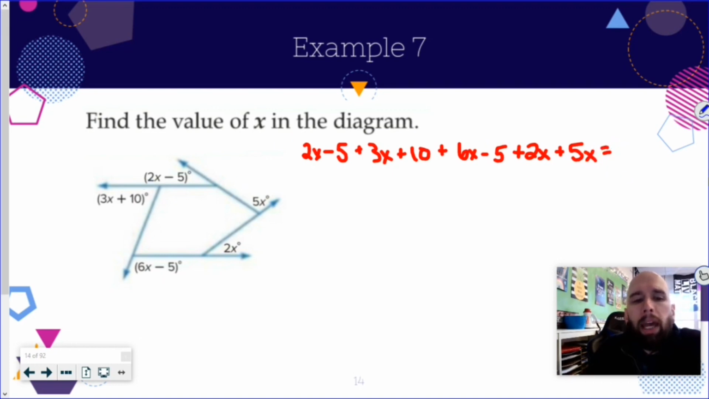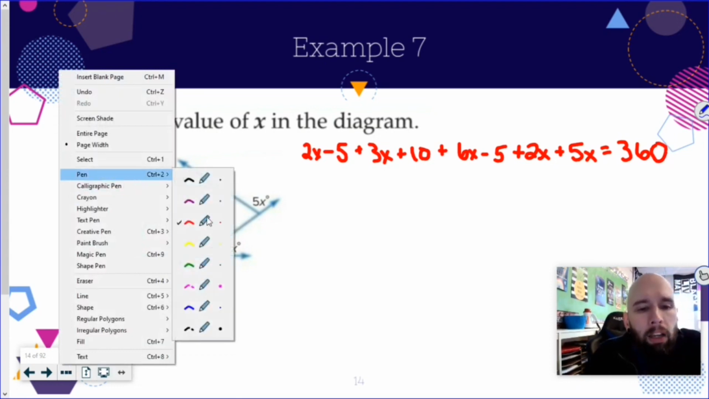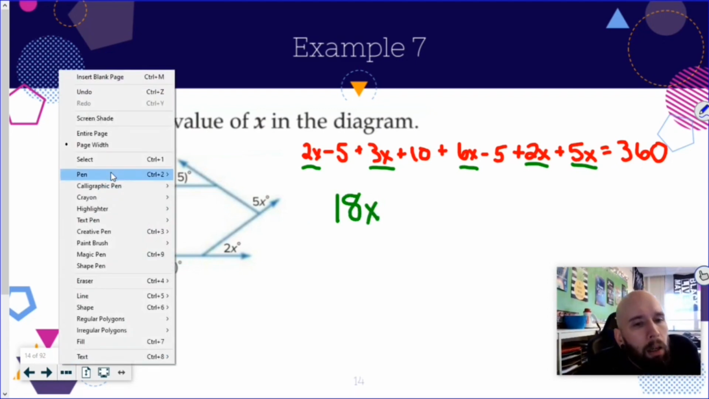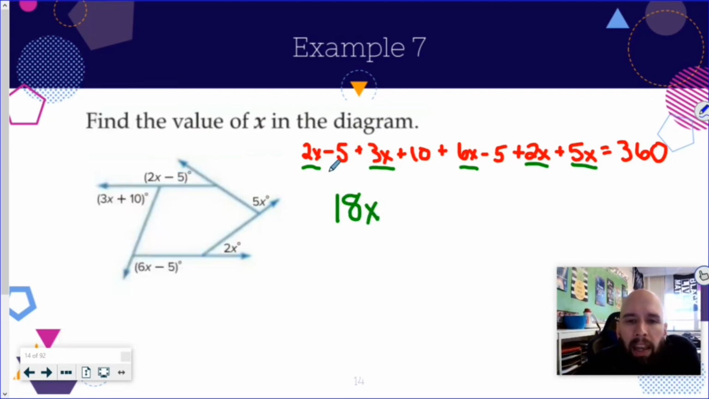And all of the exterior angles, no matter what, for any polygon, no matter the size, shape, whatever, can always add up to 360 degrees. So what I'm going to do is combine some like terms. We got 2x, we got 3x, which is 5x, plus 6x, which is 11x, plus 2x, 13, plus 5x is we have 18 x's. Then we can combine negative 5 plus 10, which is regular 5, but minus 5 again. We have no constant floating around.